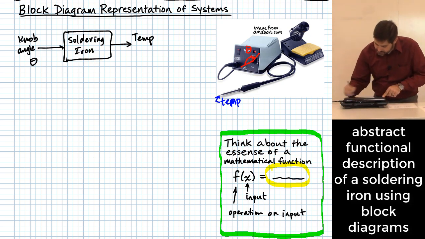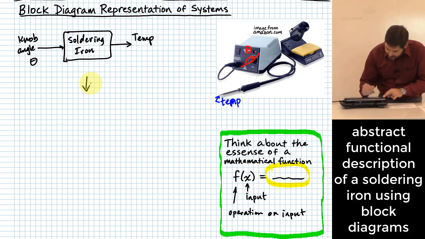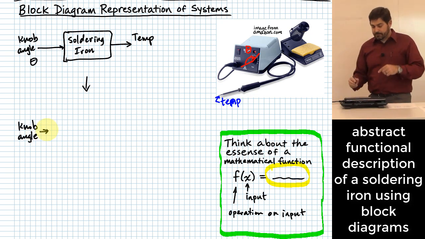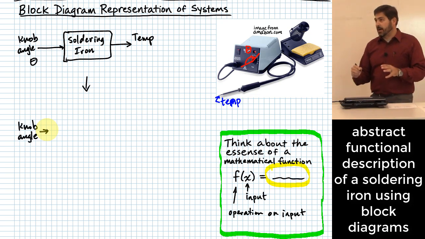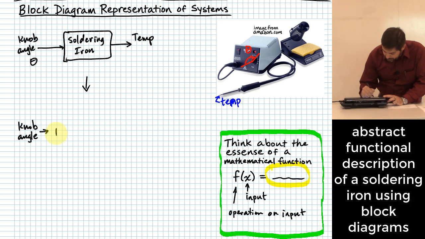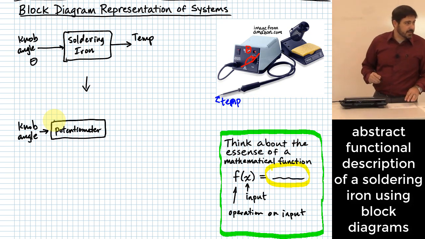block, right? In other words, I can take this system and deconstruct it, and I can say, if I've got a particular knob angle, what that might feed into, I don't know, I haven't actually taken apart this specific soldering iron that I've got right here, but what it might feed into is a thing called a potentiometer. You know what a potentiometer does? Okay, it sounds like it measures something, right?